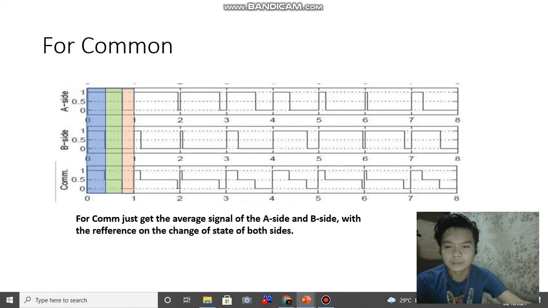So for the common, just get the average of the A side and B side signals, with the difference of the change of state of both sides. So guys, this is just for the common. You have to add the A side and B side so you can get the common. That is the easiest.